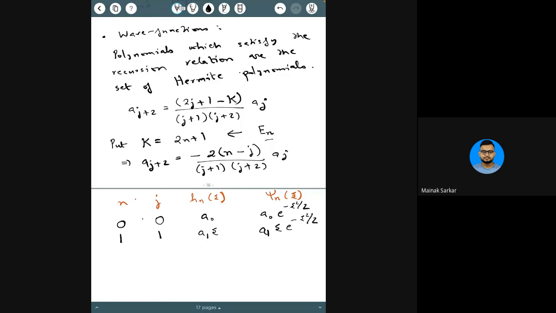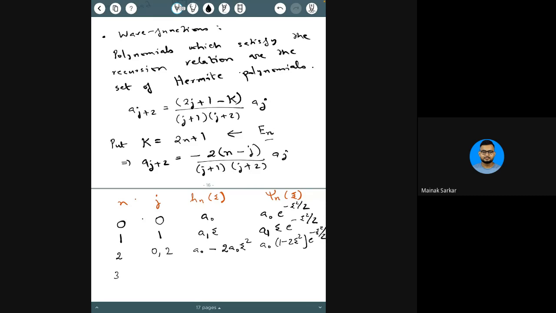Now when n is 2, you get the first sort of non-trivial one. So that's j equal to 0 and 2. So you have a0, and then you would have a2 xi squared, and a2 is equal to minus 2 a0. So this is a0 times (1 minus 2 xi squared) times e to the power minus xi squared by 2.